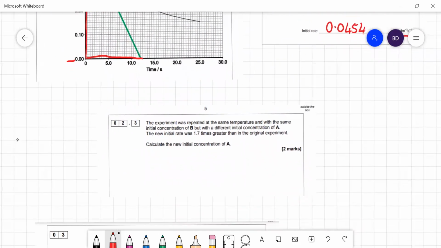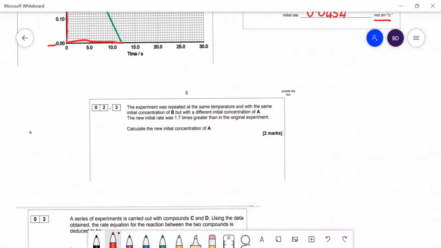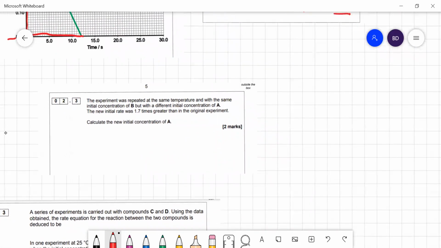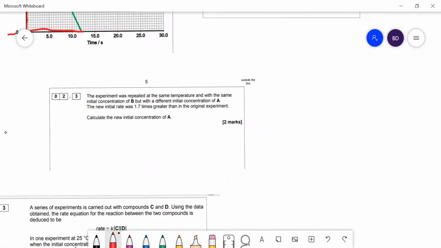Right. Okay, here we go. 2.3. The experiment was repeated with the same temperature and the same concentration of B, but with a different initial concentration of A. So in the first experiment, the initial concentration of A was equal to 0.5. We know the initial rate is 1.7 times greater than the original one, so we've got to find out the new concentration of A. Let's call that A1, and we'll call this one A2. And we don't know that, we've got to try and find that out.